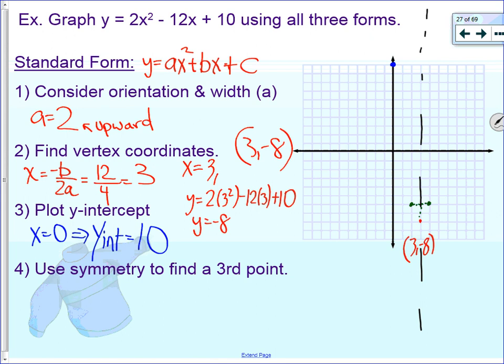So now we have 3, 4, 5 points. We have the vertex. We have the two points we got here because a equals 2: I went up 2 and over 1. We have the y-intercept. And then we have the other point we got because of symmetry with that y-intercept. All right, any questions on this?